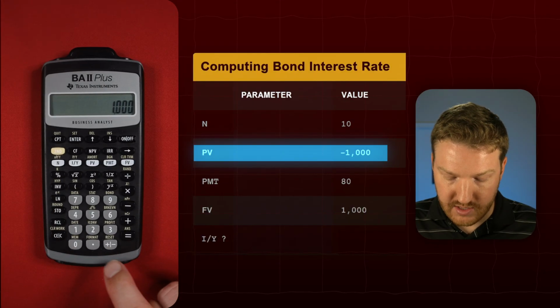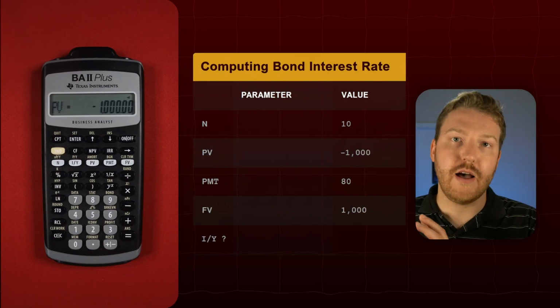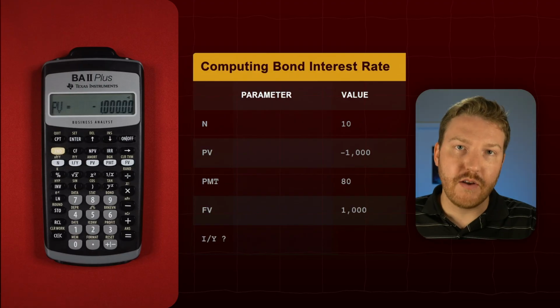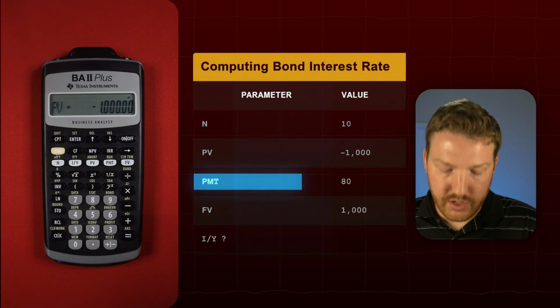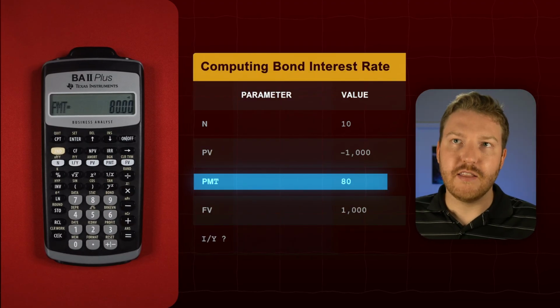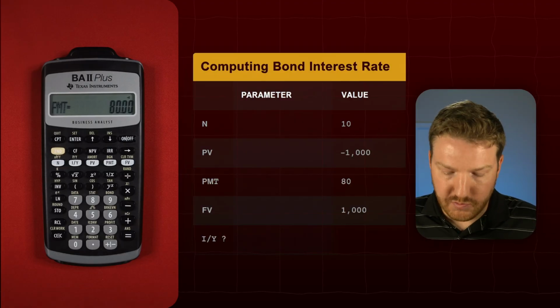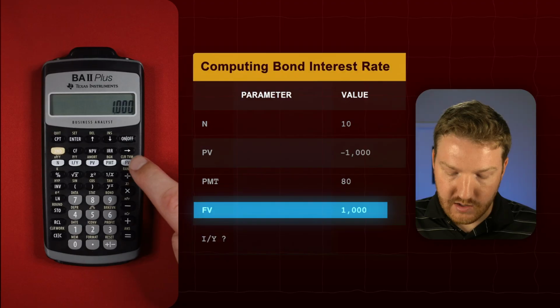So we'll do 1,000 and then we'll hit this plus minus to make it negative, and then we'll hit PV. So that's a $1,000 outflow. Then let's say at the end of every year for the next 10 years, we're going to get an $80 interest payment. So we'll do 80 and then payment. And then let's say that this bond at the end, its principal value that pays back is 1,000. So we'll do 1,000 and then future value.